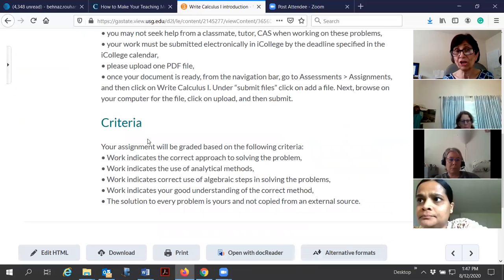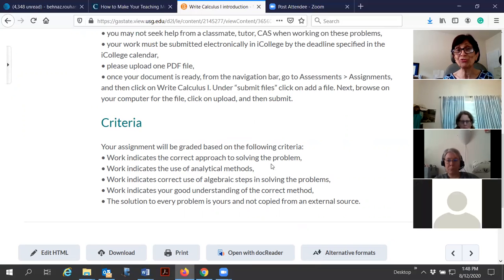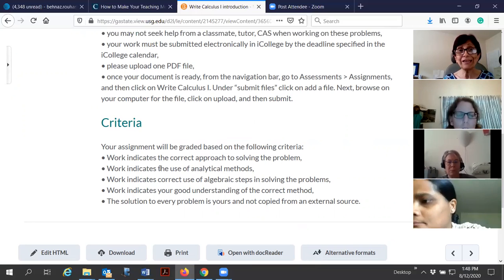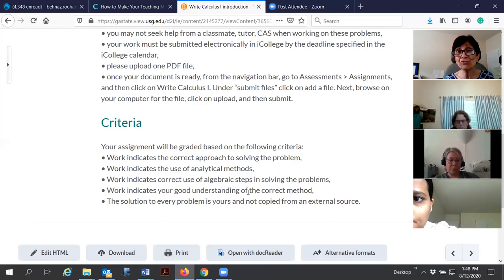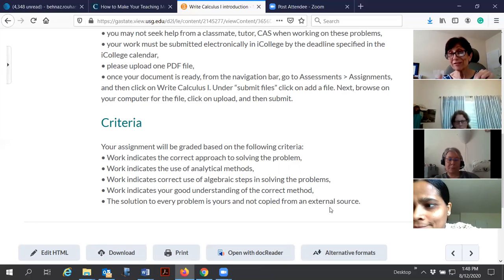And what is the criteria for grading? Your assignment will be graded based on the following criteria. Work indicates the correct approach to solving the problem. Work indicates the use of analytical methods. Work indicates correct use of algebraic steps in solving the problems. Work indicates your good understanding of the correct method, and the solution to every problem is yours and not copied from an external source. So this is what I am going to start this semester in my course as a result of that training that I had.